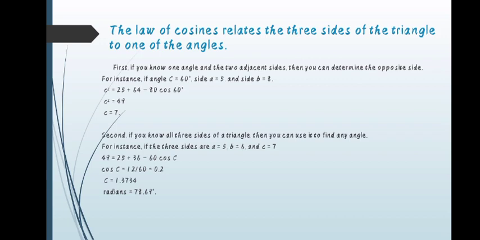First, if you know one angle and the 2 adjacent sides, then you can determine the opposite side. For instance, if angle C is equal to 60 degrees, side a is equal to 5 and side b is equal to 8, c squared is equal to 25 plus 64 minus 80 cosine 60 degrees, which is equal to 49. The square root of 49 is equal to 7. c is equal to 7.